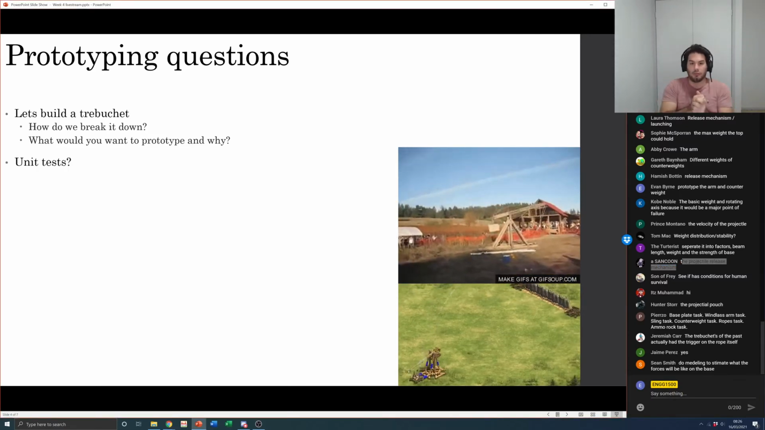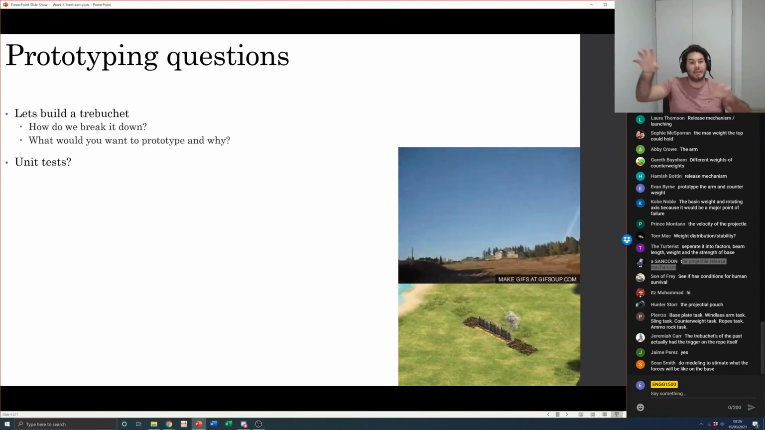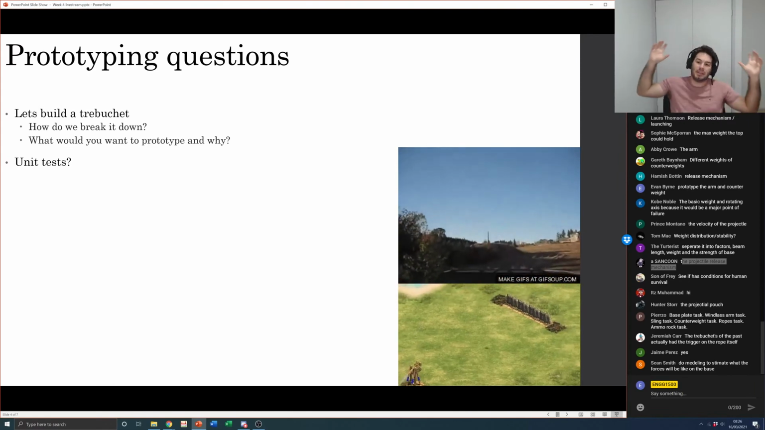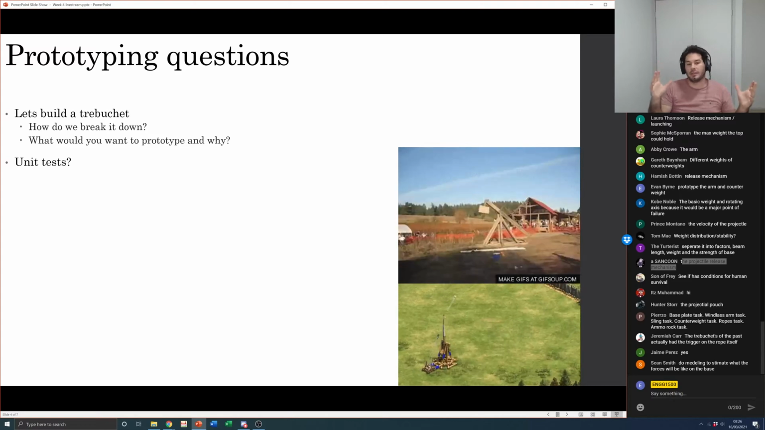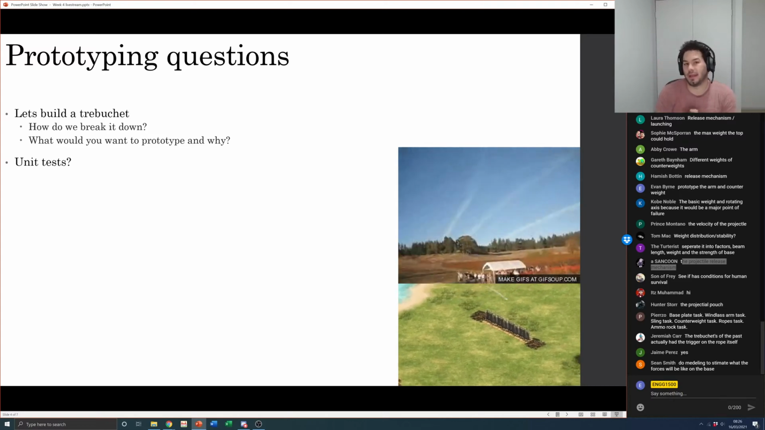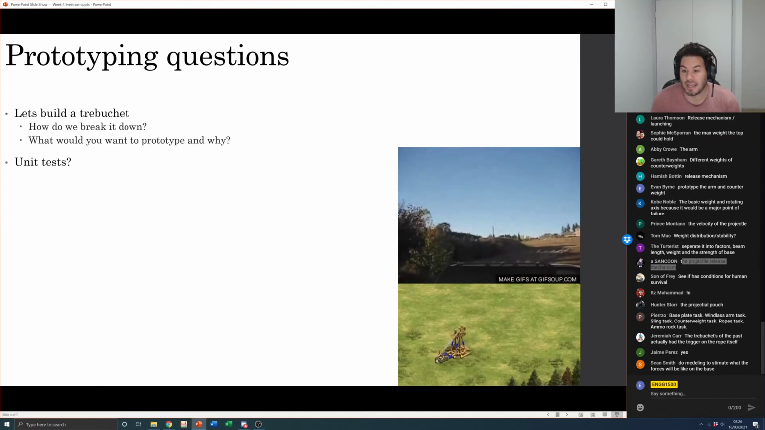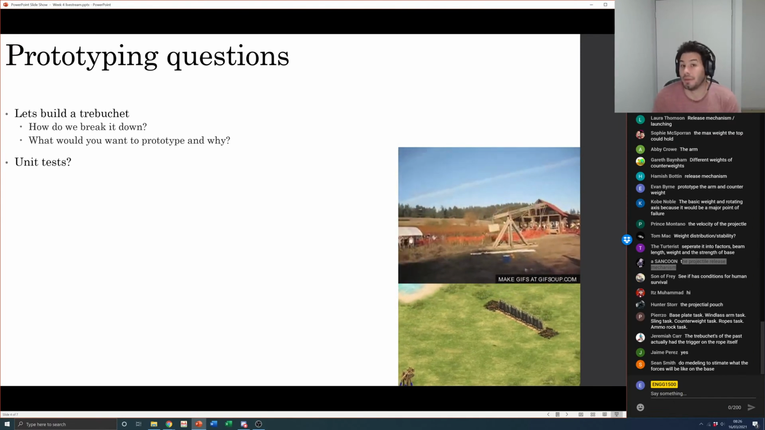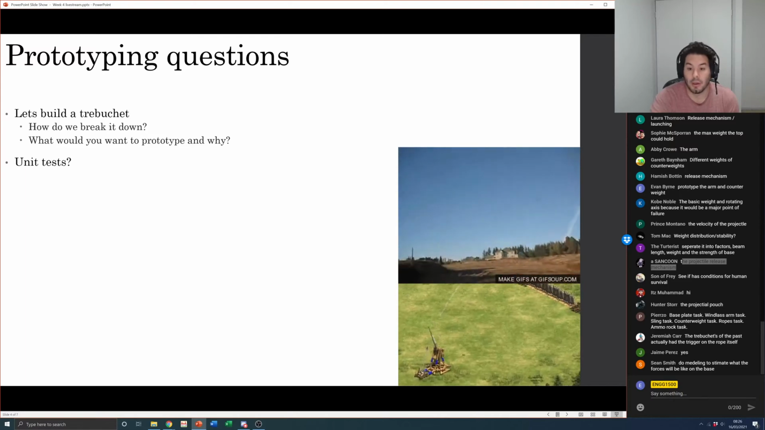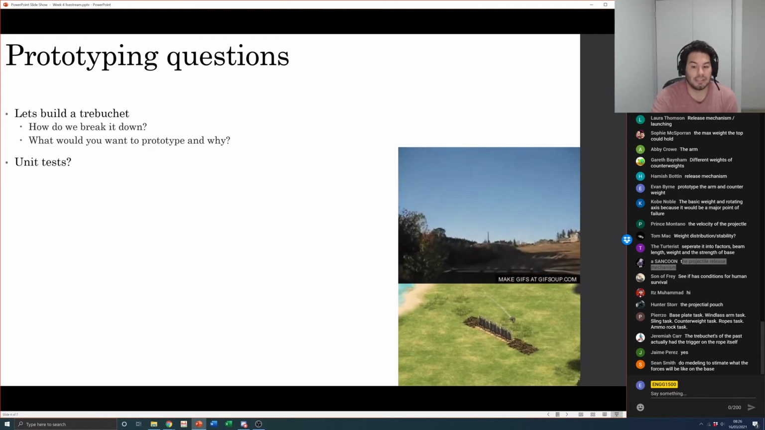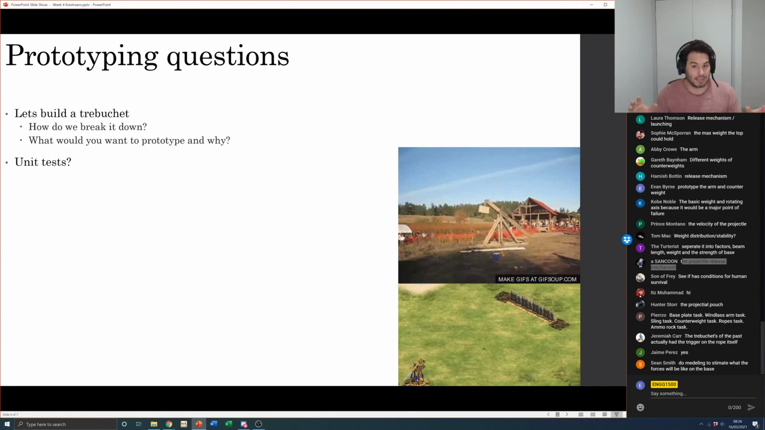What we're trying to do is go, can we test these bits independently without building the entire thing at once? Can you test the base without building the entire thing? How would you load it up? Can you test the release mechanism without building the entire thing? Or is this something that we can only test once we assemble several parts together?